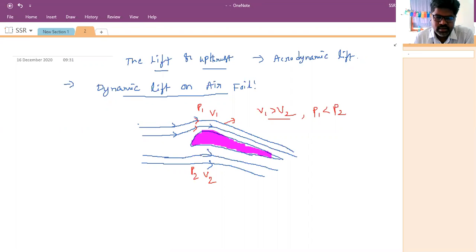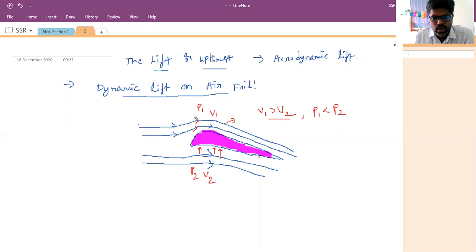Then the pressure difference will create a dynamic lift upwards while the aeroplane is in motion. So the dynamic lift will make the aeroplane lift upwards. This is called aerodynamic lift on the wings of the aircraft or the aeroplane.